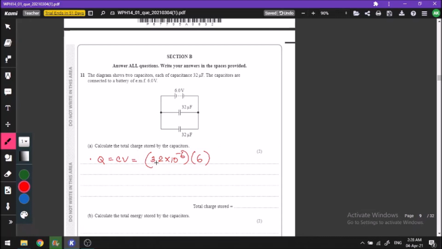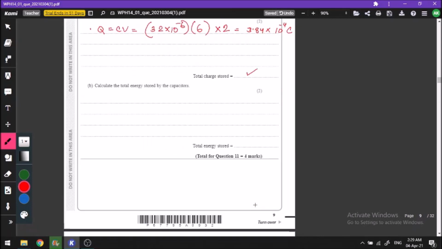So this is not our answer. Be very careful. There are two capacitors, so this will store some amount of charge, and this will store the same amount of charge. So we multiply this value by 2, and the value that you should obtain is 3.84 into 10 to the power minus 4 coulombs. That's the amount of charge that you should be able to store in the capacitors. So don't forget to write this answer over here in your main exam.